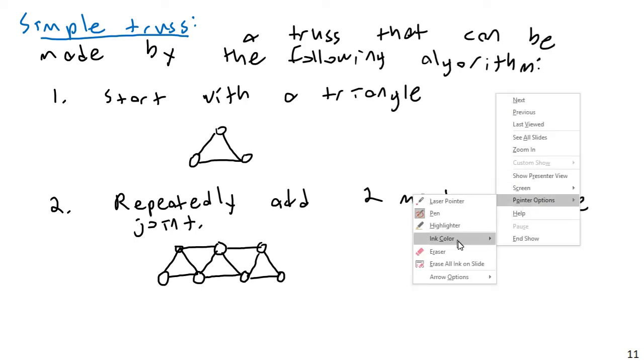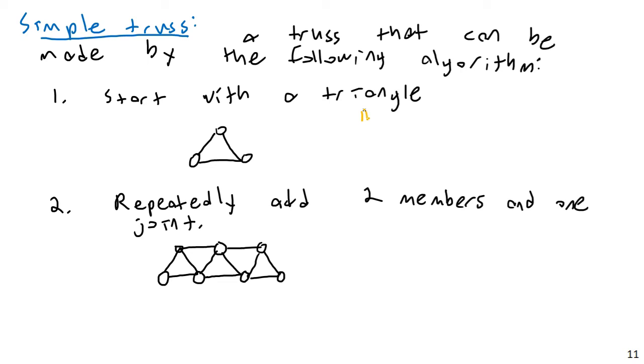Well, if I look at M plus R and 2J, M here is going to be 3. And let's say for simplicity that this had 3 reactions on it. Maybe I have a pin here and a roller here or something. And then J, well, this would be 3 here. So in this case, M plus R would be 6, and 2J would be 6. So this would be the truest simple truss. In other words, it would be both stable because M plus R is greater than or equal to 2J, and it would also be statically determinate.